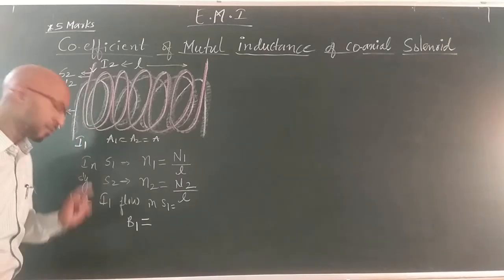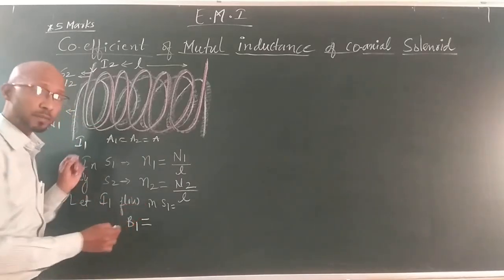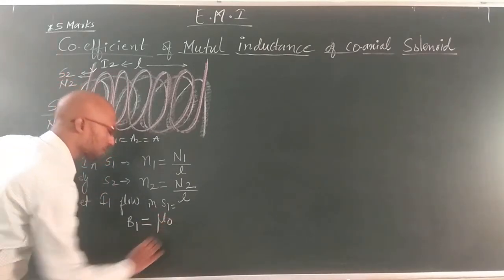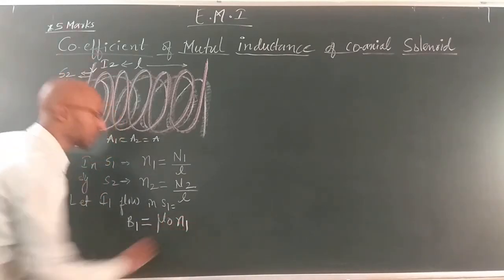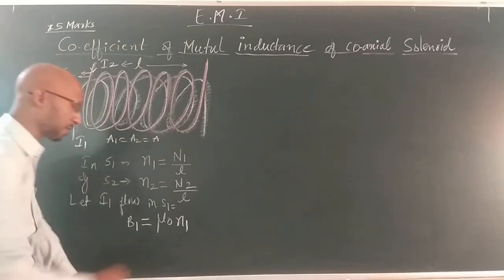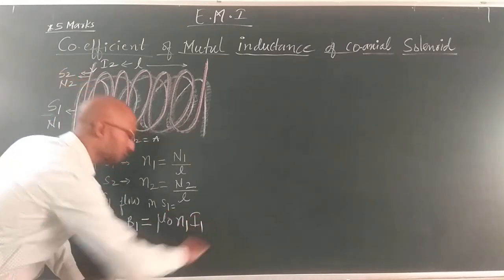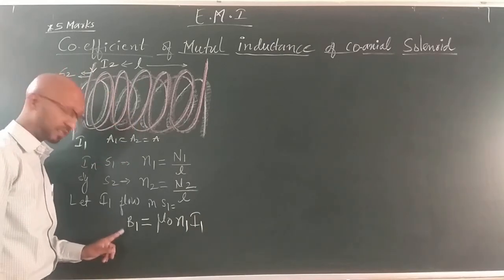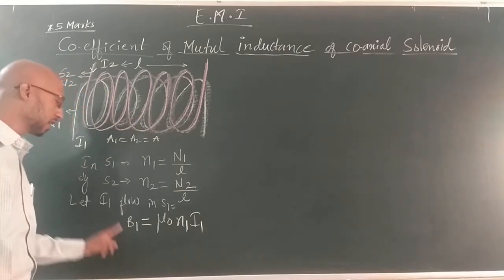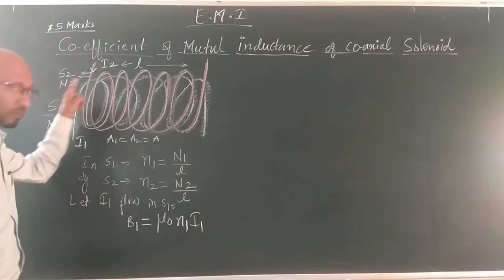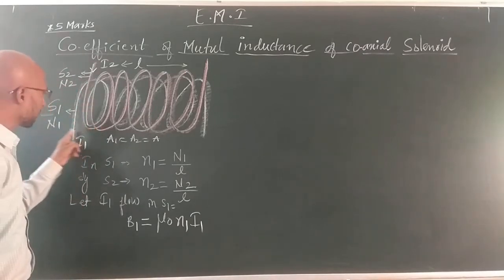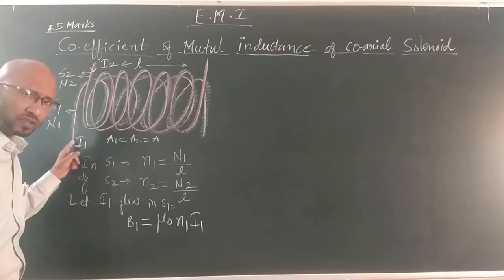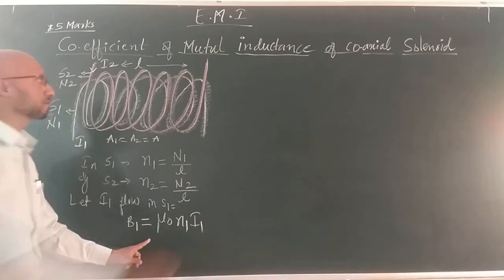As you know, the magnetic field produced in the first solenoid is given by B1 equals mu naught times the number of turns per unit length in the first solenoid times the current flowing in the first solenoid. Now you might have understood this equation. Once again, when a current flows in the first solenoid, a magnetic field is produced in it, and that is written by this.